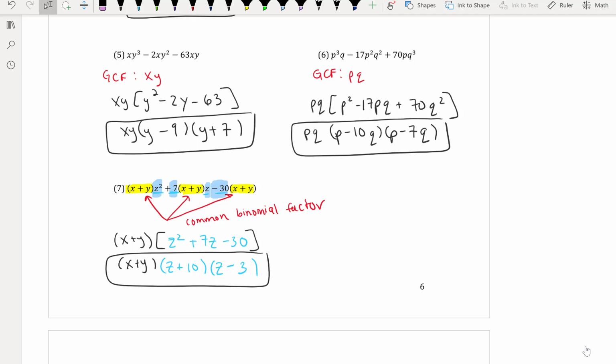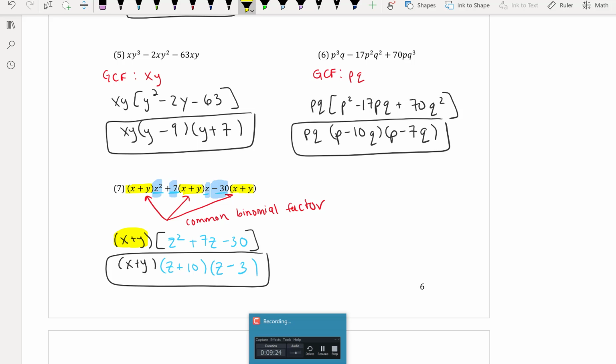For number 6, my GCF was pq, so I go ahead and factor out a p and a q from all 3 of those terms. Then I have a trinomial. If I'm looking at 70, I found 10 and 7, and I factored that completely. And for number 7, I see here that I have a common binomial factor, which is x plus y. So I made sure that I factored out that x plus y from all 3 of those terms. What's left over is z squared, 7z, and minus 30. And that can be factored further. So that was z plus 10 and z minus 3.